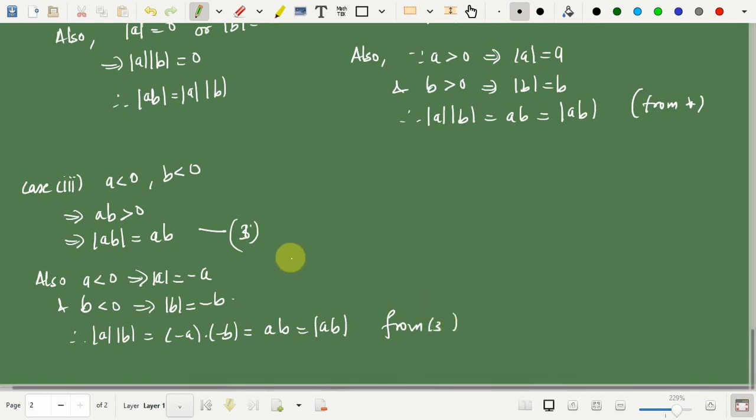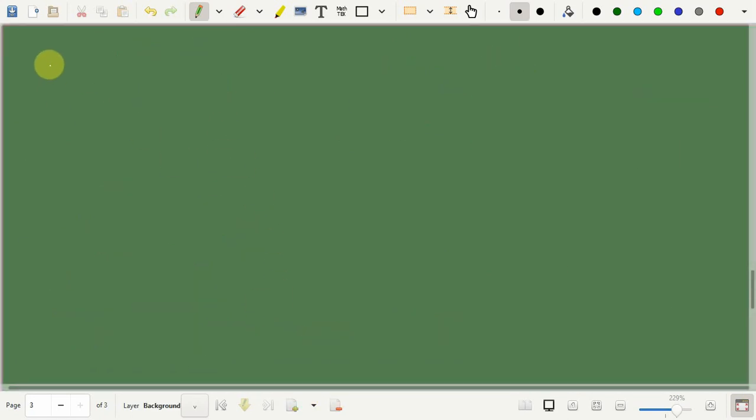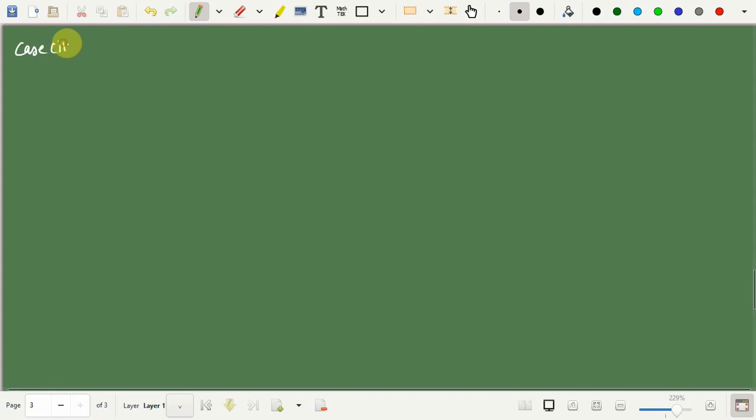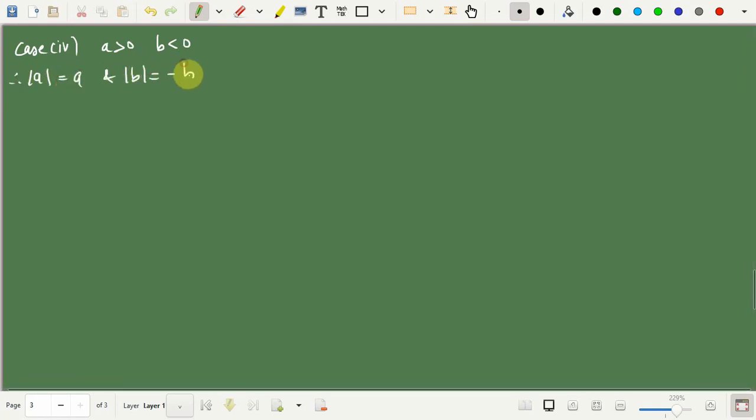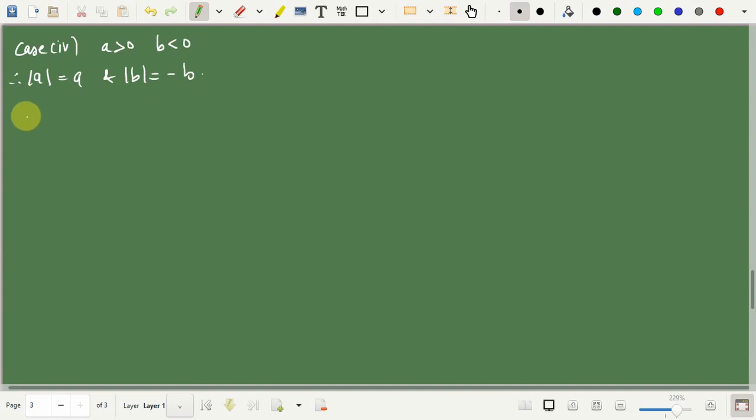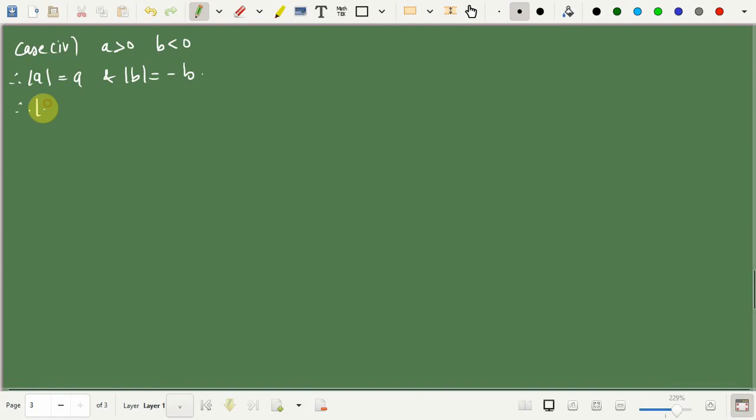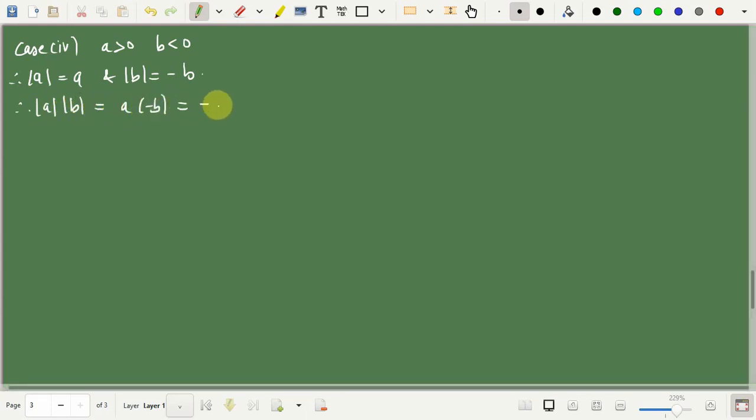The next case is when one is positive and one is negative. So I would take case 4, as a is positive and b is negative. So in this case mod of a will be a and mod of b will be minus b. So therefore the product mod of a into mod of b would be the same as a into minus b, which is the same as minus ab. So I would call this 4.